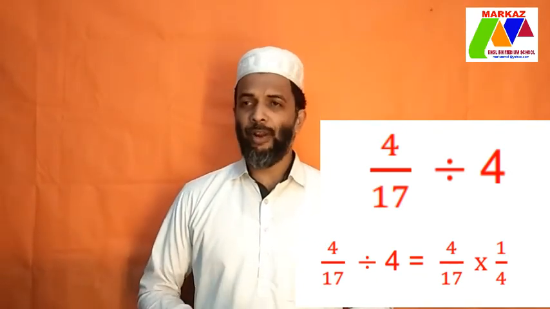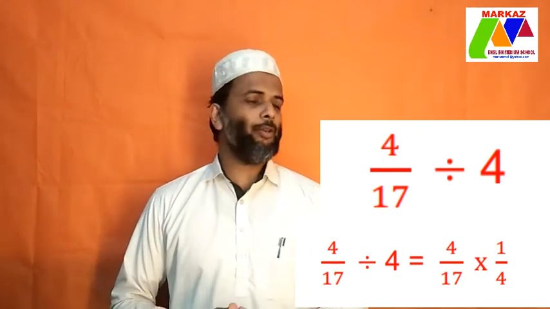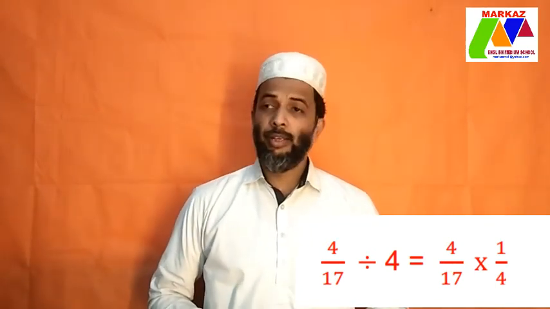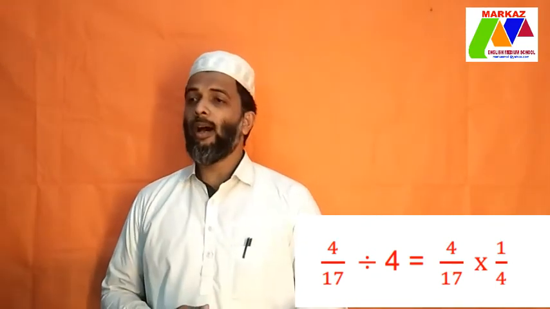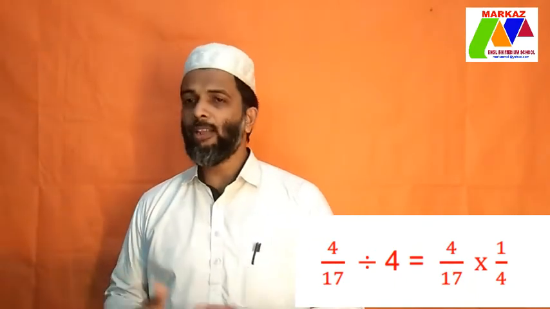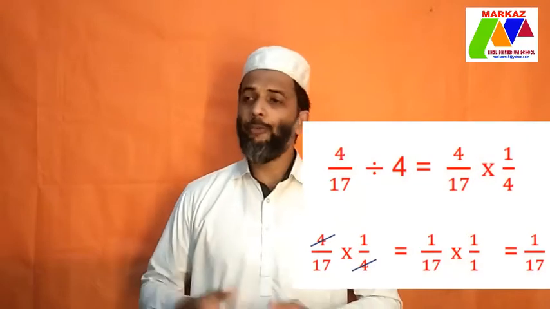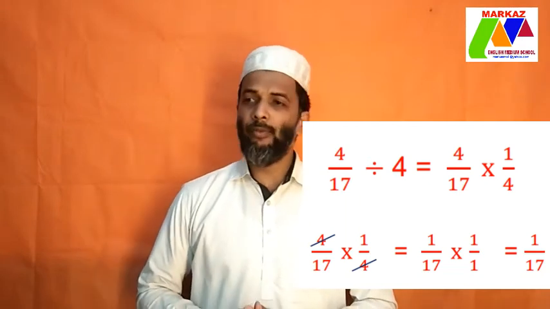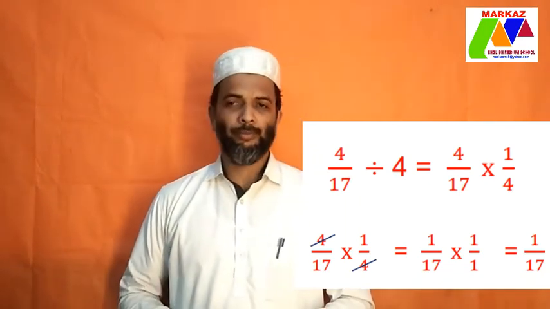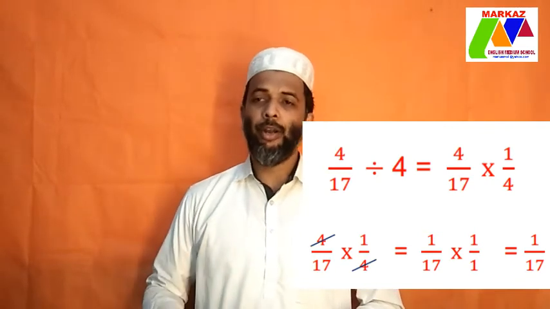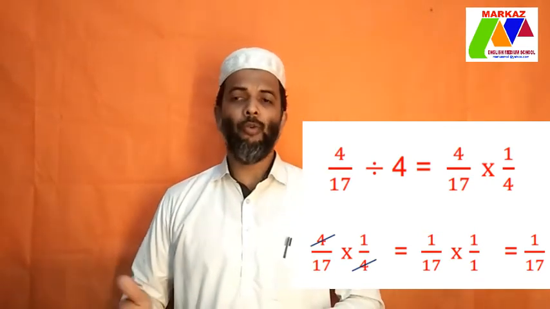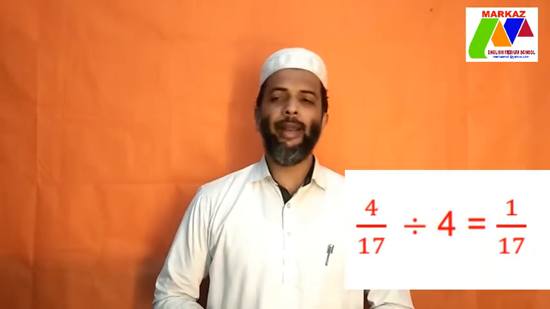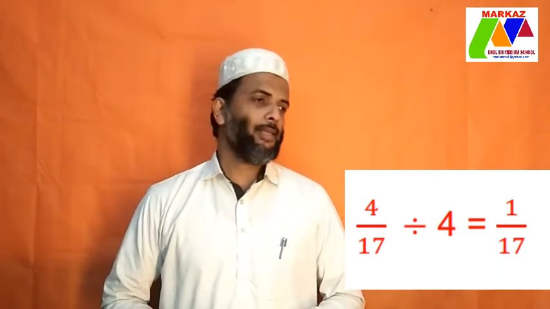We can simplify using common factors between the numerator and denominator of the two fractions. The first numerator is 4 and the second denominator is also 4, so we can simplify with 4. How many 4s in 4? 1. So we can write 1 by 17 into 1 by 1. Then multiply. 1 into 1 is equal to 1. 17 into 1 is equal to 17. Write your answer: 4 by 17 divided by 4 is equal to 1 by 17.